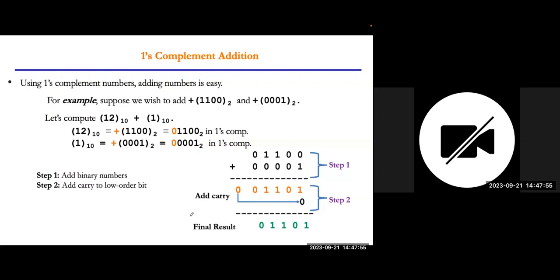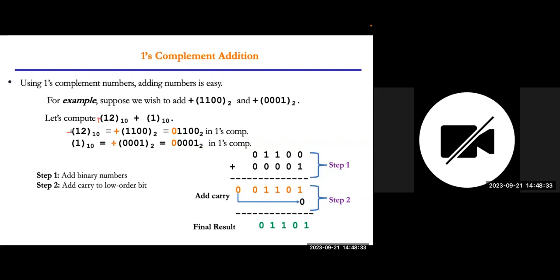So let us see some other examples also. Using one's complement numbers, adding numbers is easy, as said. Suppose you have two binary numbers, 1100 and another one 0001. They are represented with plus, so they are signed positive numbers. If you compute that in decimal, it gives you the value 12, and this gives the value 1 in decimal. So they are plus 12 and plus 1.